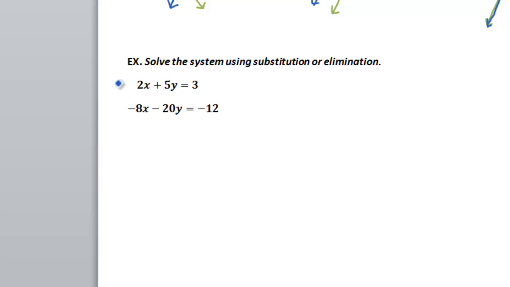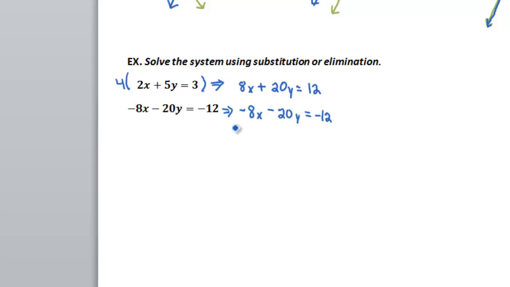Here, I'll use elimination since it looks like it would be easy to get my coefficients to be equal but opposite. If I multiply the top equation by 4, I'll have a positive 8x, and then in the other equation a negative 8x would cause my x variable to be eliminated. Multiplying by 4 on both sides gives me 8x plus 20y is equal to 12. And I'll just rewrite my second equation because it didn't need to change.